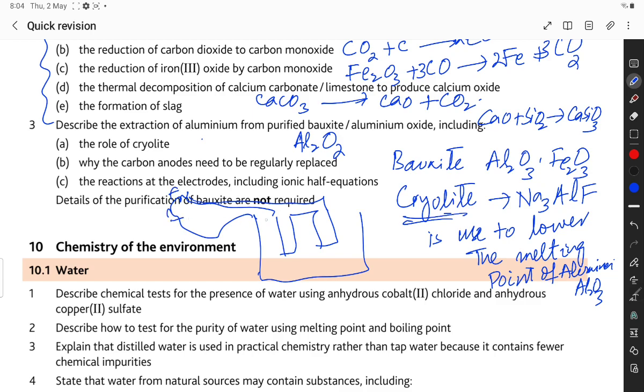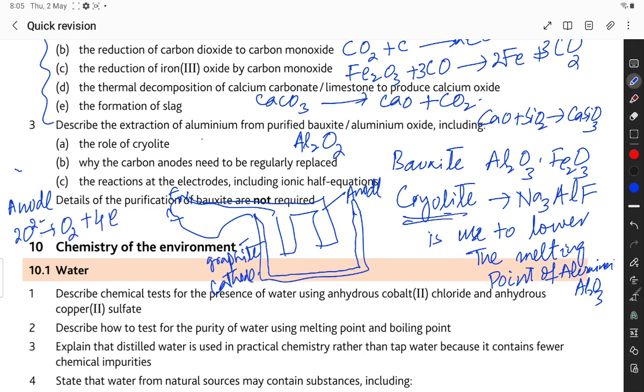Positive terminal, negative terminal. The tank lining acts as a cathode, which is made of graphite. This is the graphite cathode, and these carbon rods are the anode. At the anode, the reaction is 2 oxide ions to form oxygen gas plus 4 electrons. So oxygen gas is produced at the anode, which is why the anode rods get burned and are periodically replaced after regular intervals of time. This is also very important.